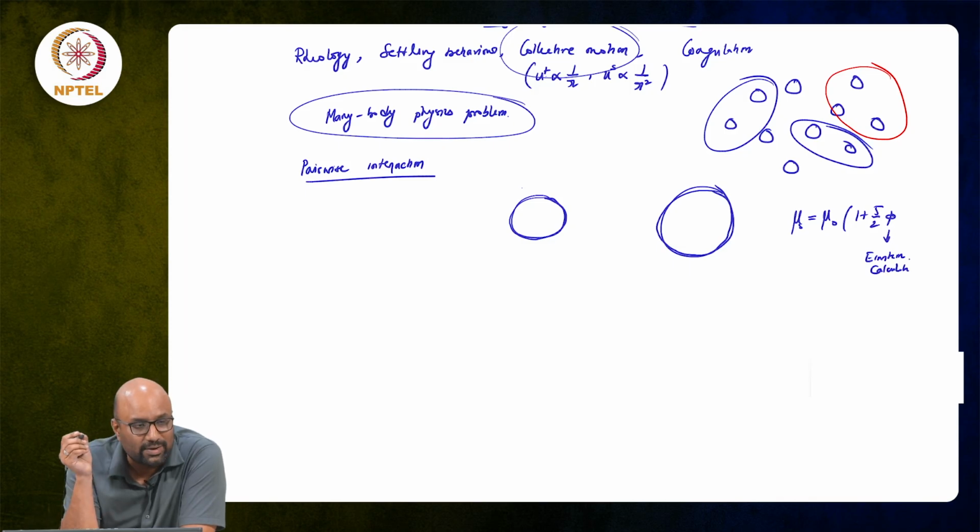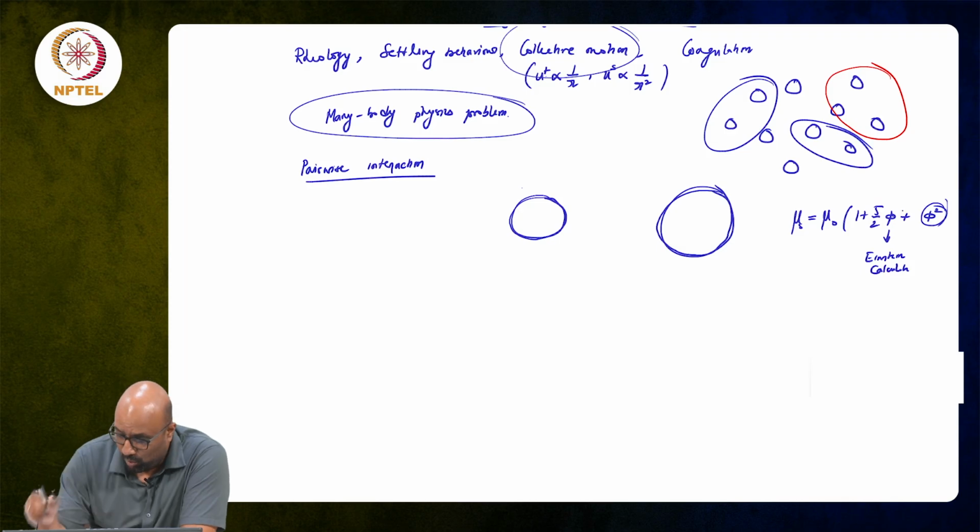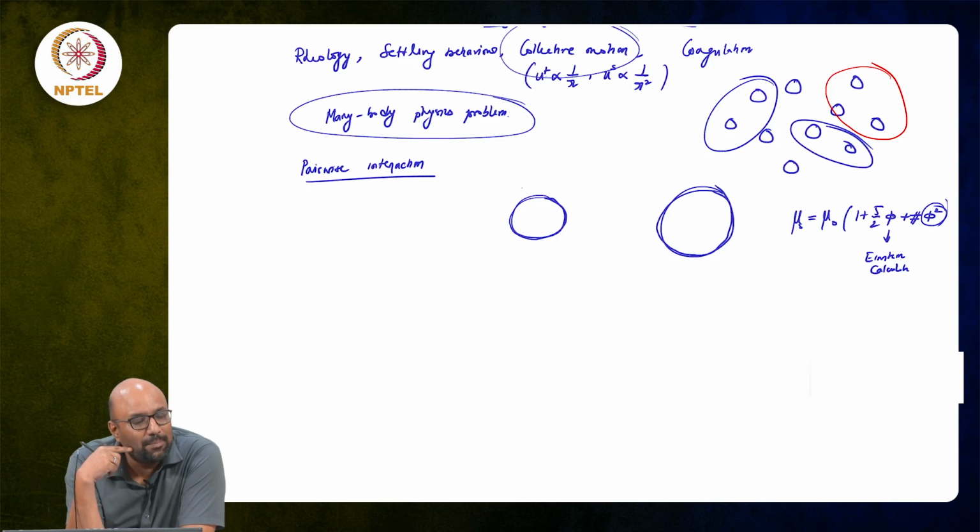Now, you can ask the question that this is obviously the very dilute limit. What would happen if it no longer remains that dilute? Then the next term is going to be an order phi square term. Phi is the volume fraction. But what is that coefficient? That actually depends on what is the kind of background flow.